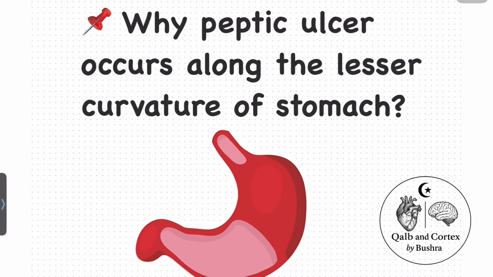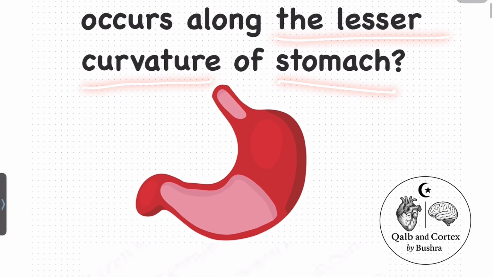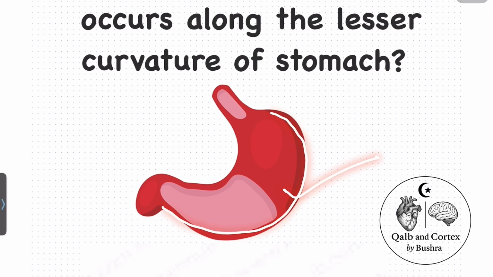Why does peptic ulcer occur along the lateral curvature of the stomach? So this is the stomach, this is the greater curvature of the stomach, and this is the lateral curvature of the stomach, and this is the cardiac orifice, and this is the pyloric orifice.